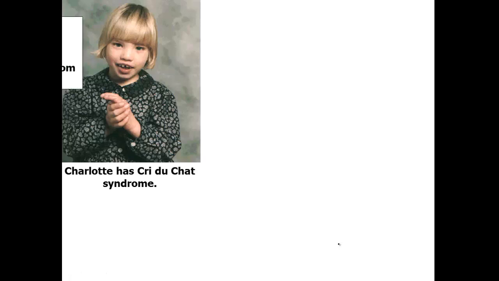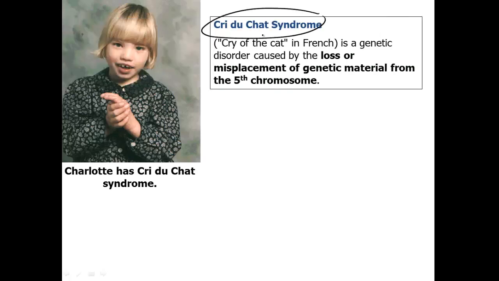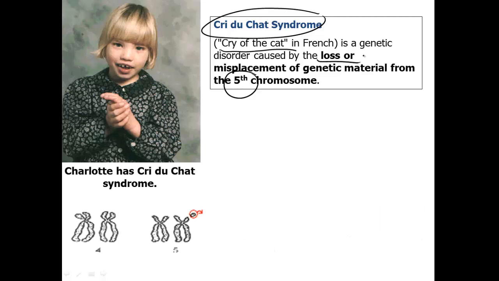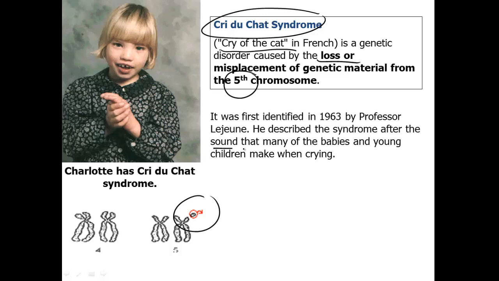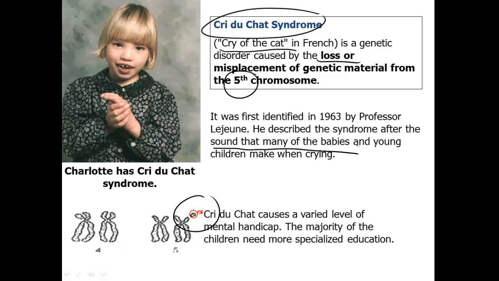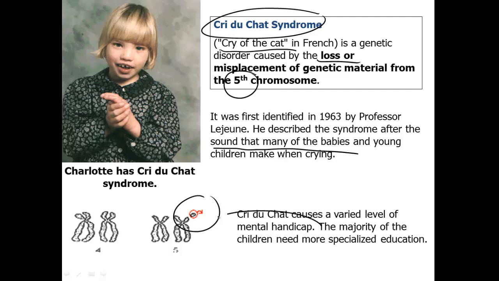This is Charlotte, and she's got Cri-du-Chat syndrome. And what happens is a piece of the 5th chromosome is completely missing. So here's the 5th chromosome, and you see a chunk of it is absent. The reason it's called Cri-du-Chat syndrome is when babies are born, they actually sound like a cat crying. It's a very strange sound, and they end up with mental difficulties when they get older.